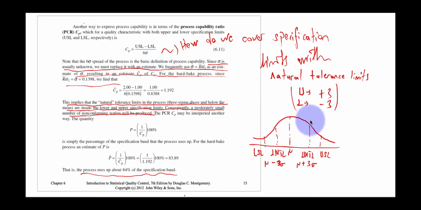And this is just an example figure for the natural tolerance limits and the specification limits we have. This is the mean, for example, mu, and the natural tolerance limits will be away from the mean by 3 sigma in the lower and upper side.